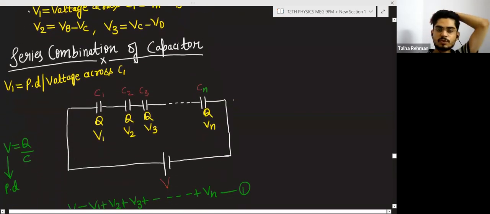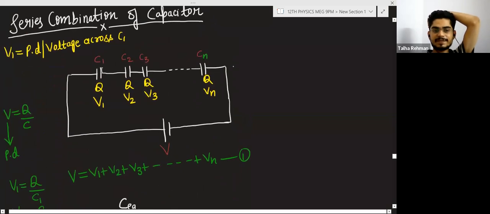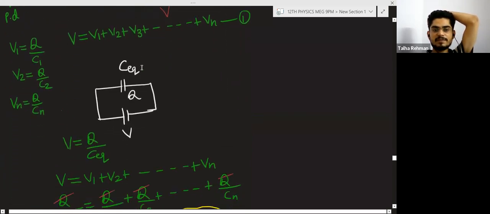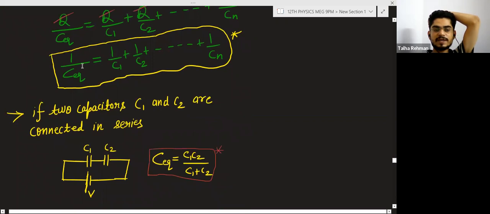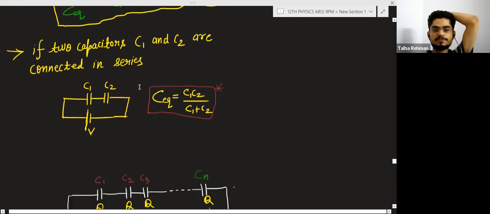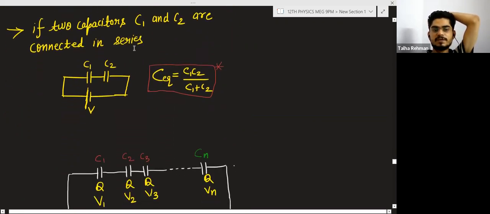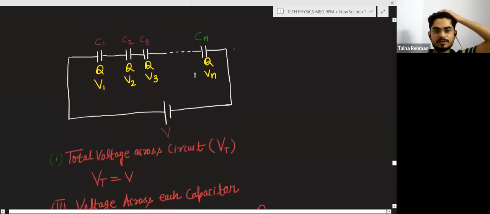In series combination, the capacitors are connected like this. You can see here the charge across every capacitor is the same, but the potential difference across every capacitor is different. And we have got the formula for the equivalent capacitance: 1 upon C equivalent is equal to 1 upon C1 plus 1 upon C2, and so on. I have told you a special case: when two capacitors are connected in series, then C equivalent is equal to C1 C2 divided by C1 plus C2. This formula helps us to save time.